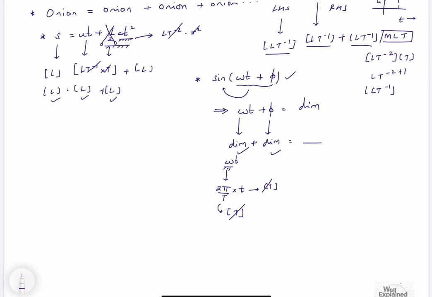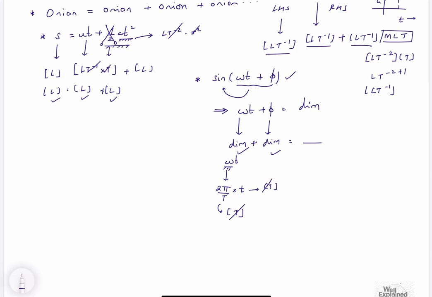Onion equals onion plus onion. If this is not proved, it's not homogeneous. And very, very important, if an equation is dimensionally correct, it may or may not be physically correct, like when you experiment it out or when you plug in values, it may or may not be correct. But if it's dimensionally incorrect, it will never be physically correct. It will never be correct when you plug in the values.